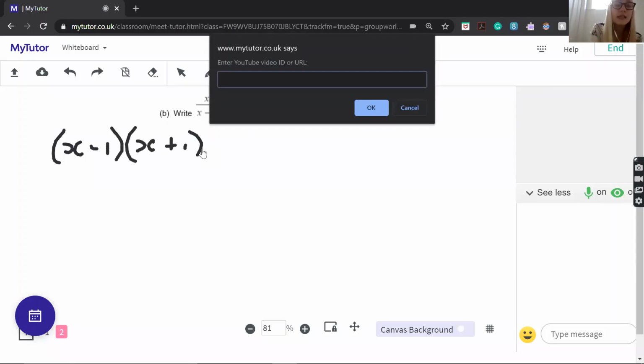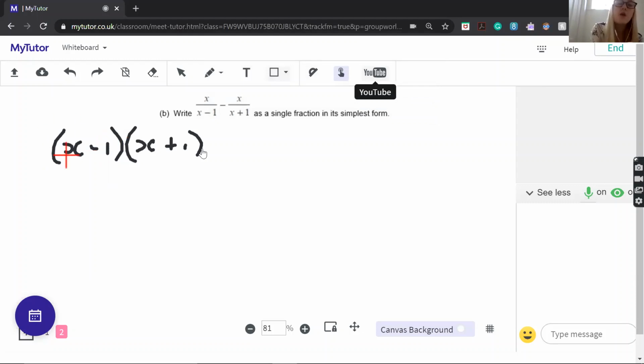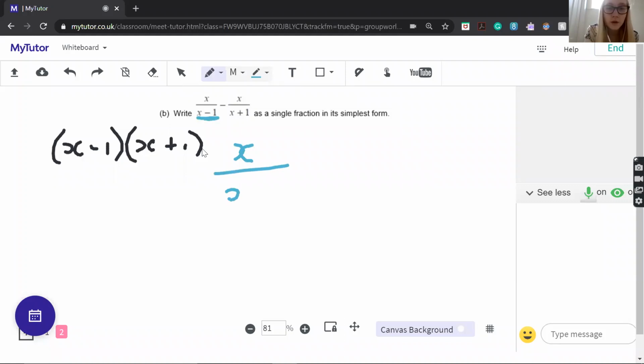Because we know that x minus 1 is a factor of this. We know that x plus 1 is a factor of this, so that's what we're going to do. It's like if we had something over 3 and something over 4, we might make it something over 12 by multiplying those things together. So that's what we're going to do. So let's think about it one at a time. Let's take this half first. So we've got x over (x minus 1). And we want to write that as something over (x minus 1)(x plus 1). Because that's what we want our denominator to be.